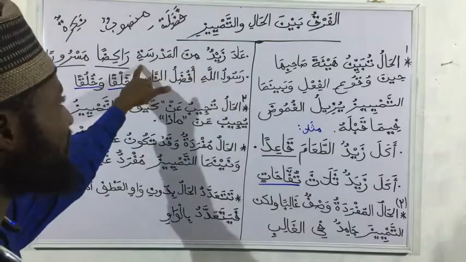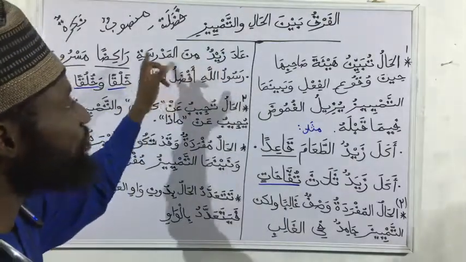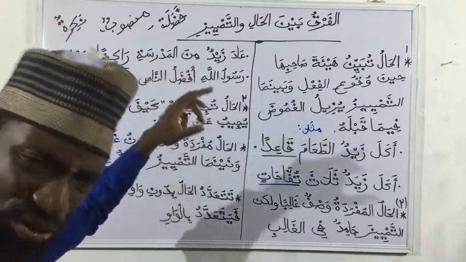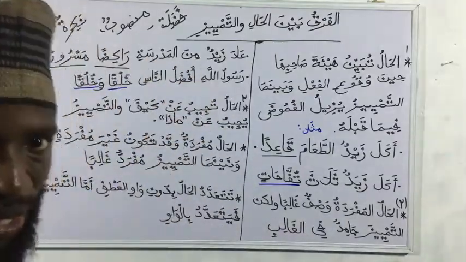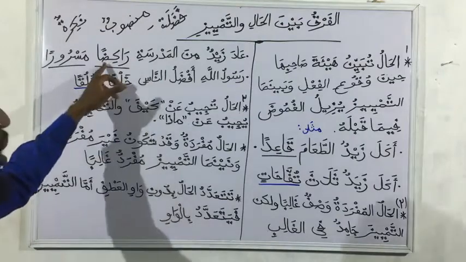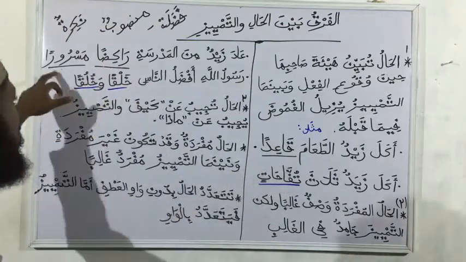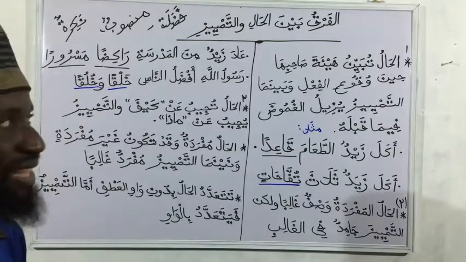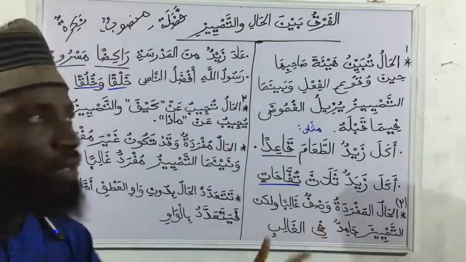Zaidun min al-madrasati. Zaid returned from the madrasa. Kayfa? Ada Zaidun min al-madrasa. How did he return? In what way? So the answer is what? Raqidan, while running, masruran, while being happy. So it answered the question of what? Kaifa. Look at this now.